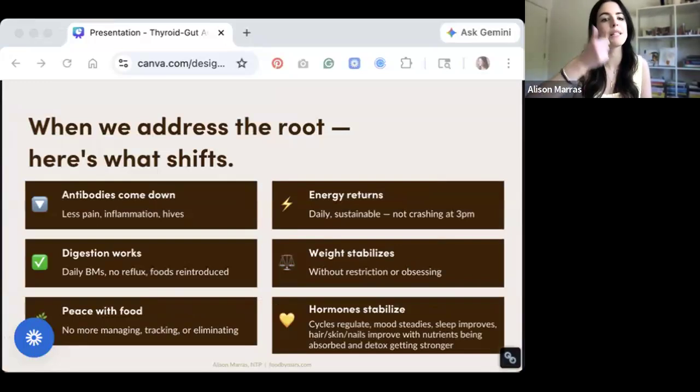Antibodies come down, which means less pain, inflammation, hives, all the things. Digestion works. You're reintroducing foods again. You have more peace with food. You can actually travel without maybe meat sticks every time. Your energy returns. You're not crashing at 3 p.m. Your weight stabilizes. Hormones start to stabilize more. Okay.